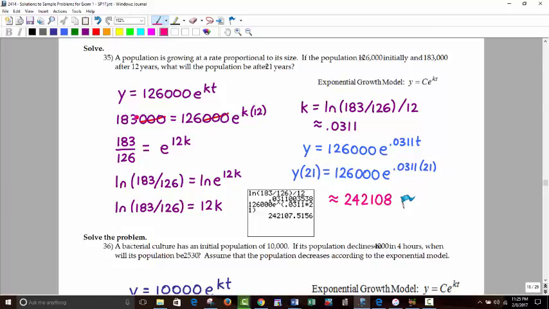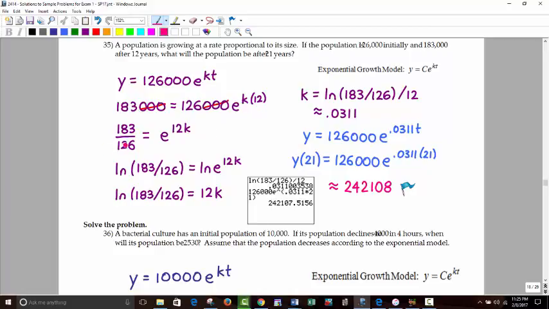So put the 183,000 on the left side for y, put in 12 for t, and basically solve for k. I just canceled the zeros there, as you can see. You don't have to do that, but it makes it 183 over 126 equals e to the 12k. Natural log both sides. So we basically have k equals natural log of 183 divided by 126, all over 12. So roughly, using 4 decimal places, 0.0311. That means my official model now is 126,000 e to the 0.0311t.